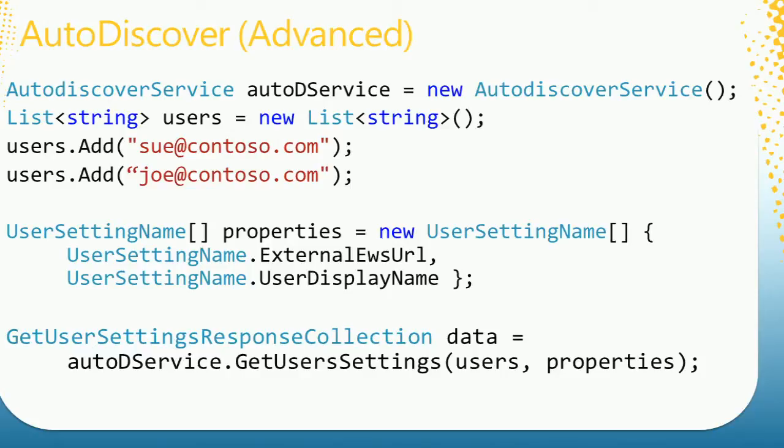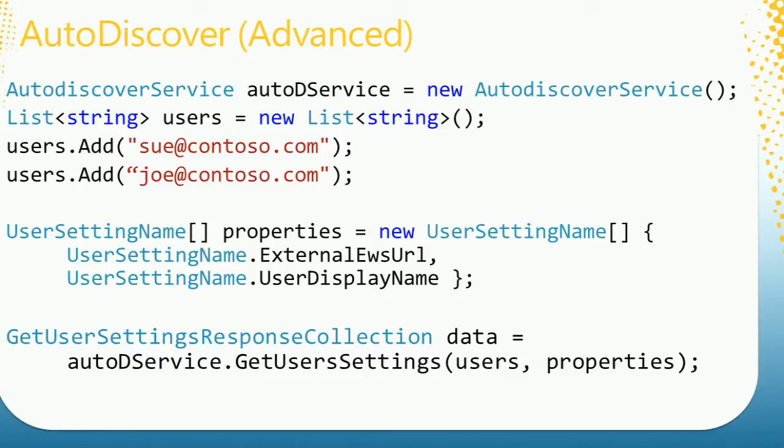Now, of course, you can be more complicated with Autodiscover. Maybe I'm an application that's going to manage mailboxes for a whole bunch of different people. Those people could all have different URLs. And maybe I want something more than just the external EWS URL. Maybe I need the display name. Maybe I need any number of properties that Exchange will return as part of the mailbox configuration.